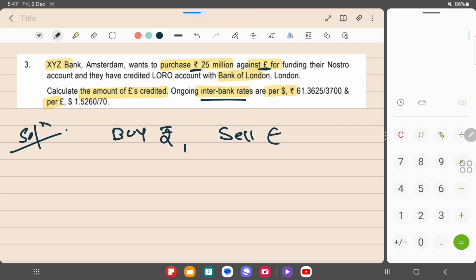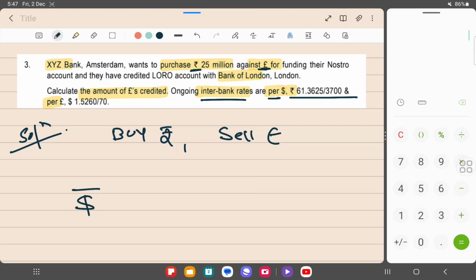Now if you see the interbank rates, they've given per dollar rupee is equal to the bid and the ask rate, and per pound dollar is equal to. So if you look carefully, there are no direct rates for rupee upon pound. The interbank rates given are denominated in different currencies, so these are cross rates. We have to derive this one rate of rupee by pound. Therefore, for the interbank rates given, per dollar means dollar will be in the denominator. Why? Because dollar is the standard currency.